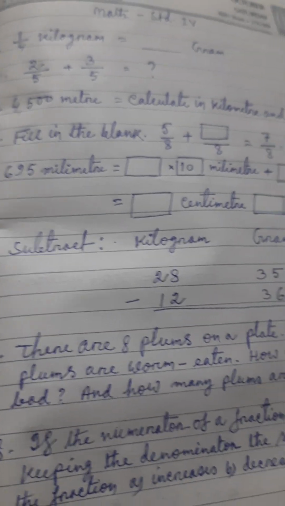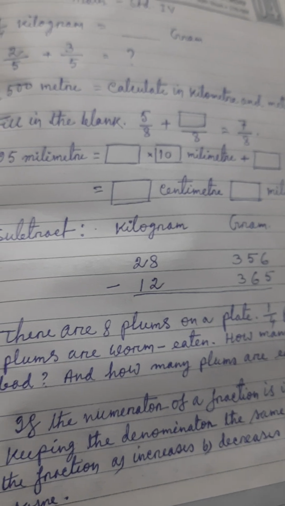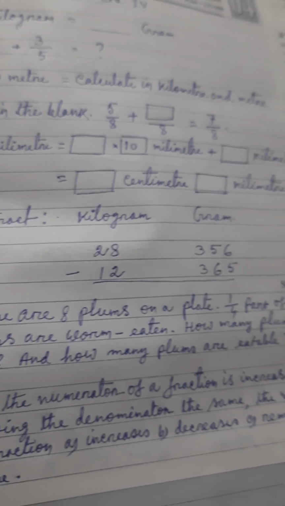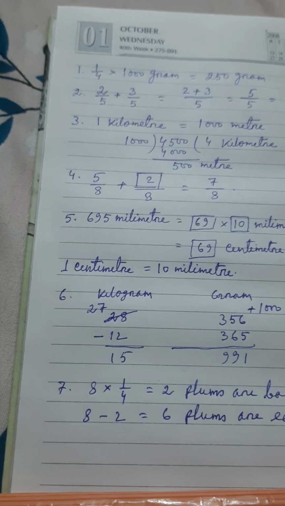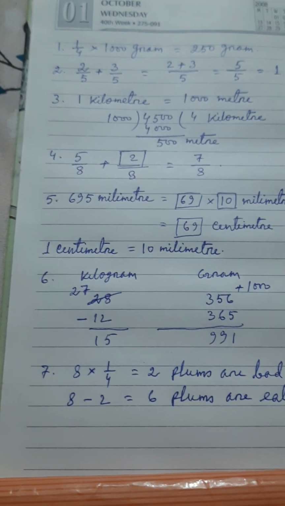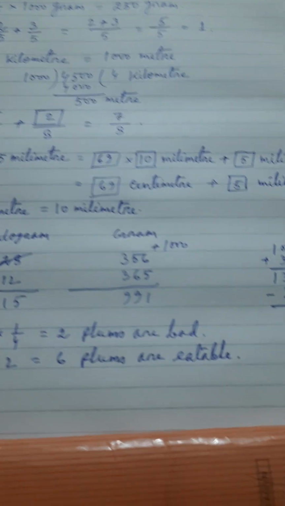There are 8 plums on a plate. 1 by 4 part of the plums are worm eaten. How many plums are bad and how many plums are eatable? 8 into 1 by 4. 2 plums are bad. 8 minus 2, 6 plums are eatable.